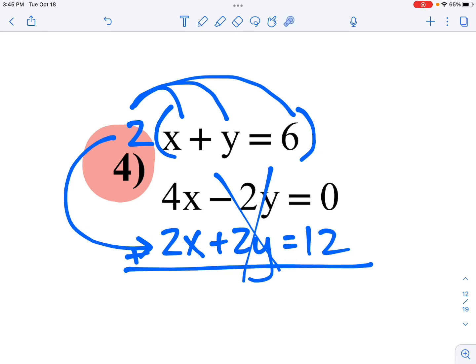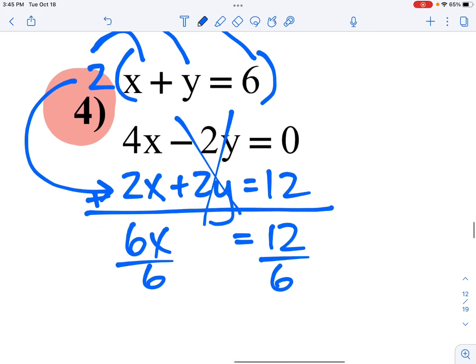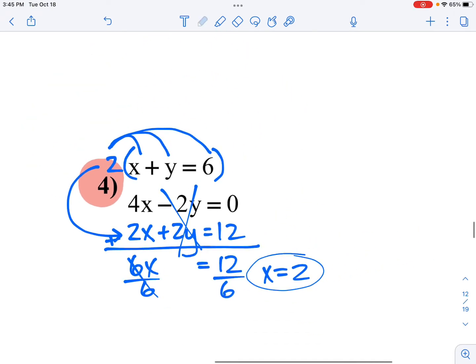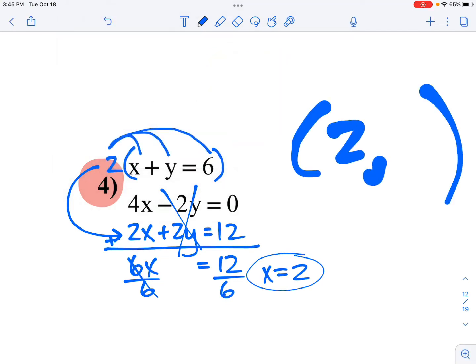So I'm going to add my rows together. 4x and 2x make 6x. I already crossed out my negative 2y and my positive 2y. Those are gone, and I have equals 0 plus 12 is just 12. Divide by 6, and I get x equals 2. That is awesome. So remember, my ordered pair answer is going to be 2, comma, something.